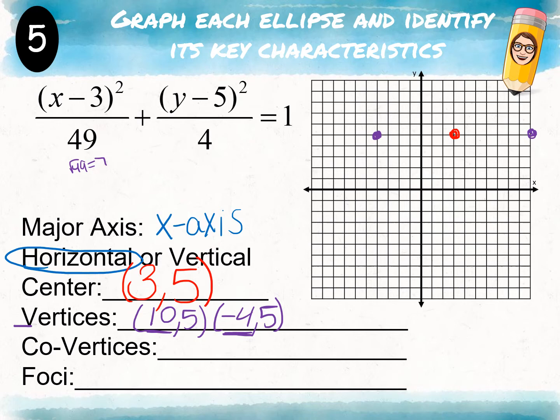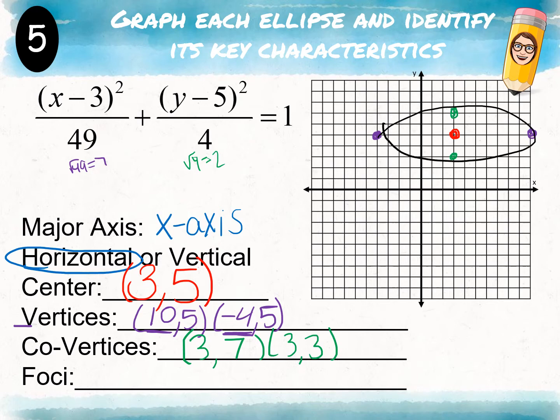Let's talk about co-vertices. The square root of 4 is 2. So I'm going to go 2 in each direction from the center. Those points are going to keep their x value, but my y value goes from 5 plus 2 and 5 minus 2. Now we have our vertices and co-vertices. Oh my goodness, as you know, I'm horrible at graphing on this tablet. Let me try one more time. So we have our ellipse. It's a little better. Not much.